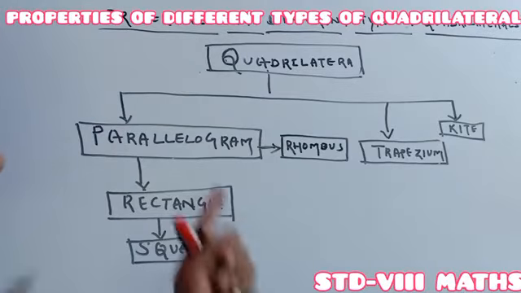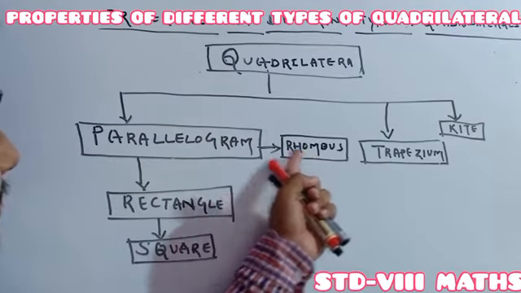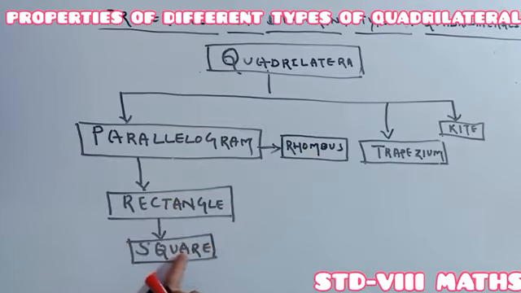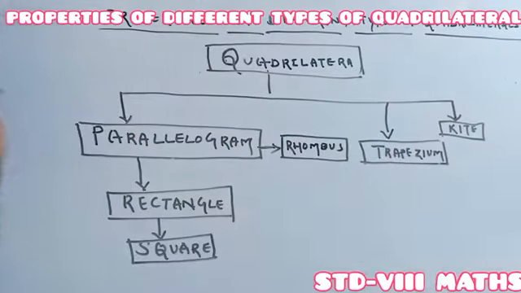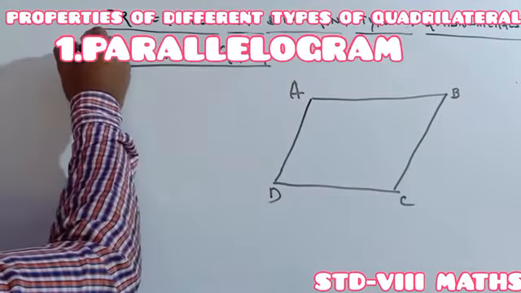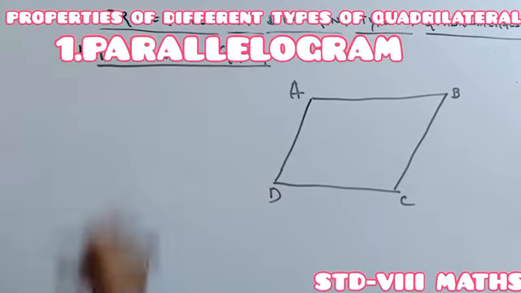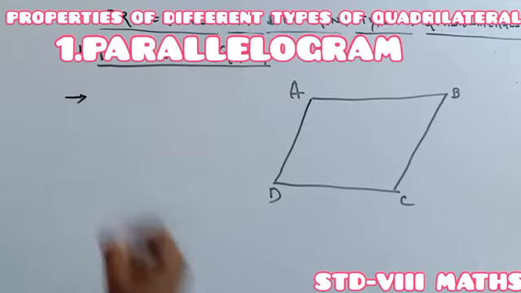First we will discuss the parallelogram, then the rhombus, then rectangle, then square. Whenever one branch is completed, then trapezium, then kite. Understood or not understood? See, first we will discuss the first quadrilateral, that is our parallelogram. One by one I will say the points, you just have to remember.